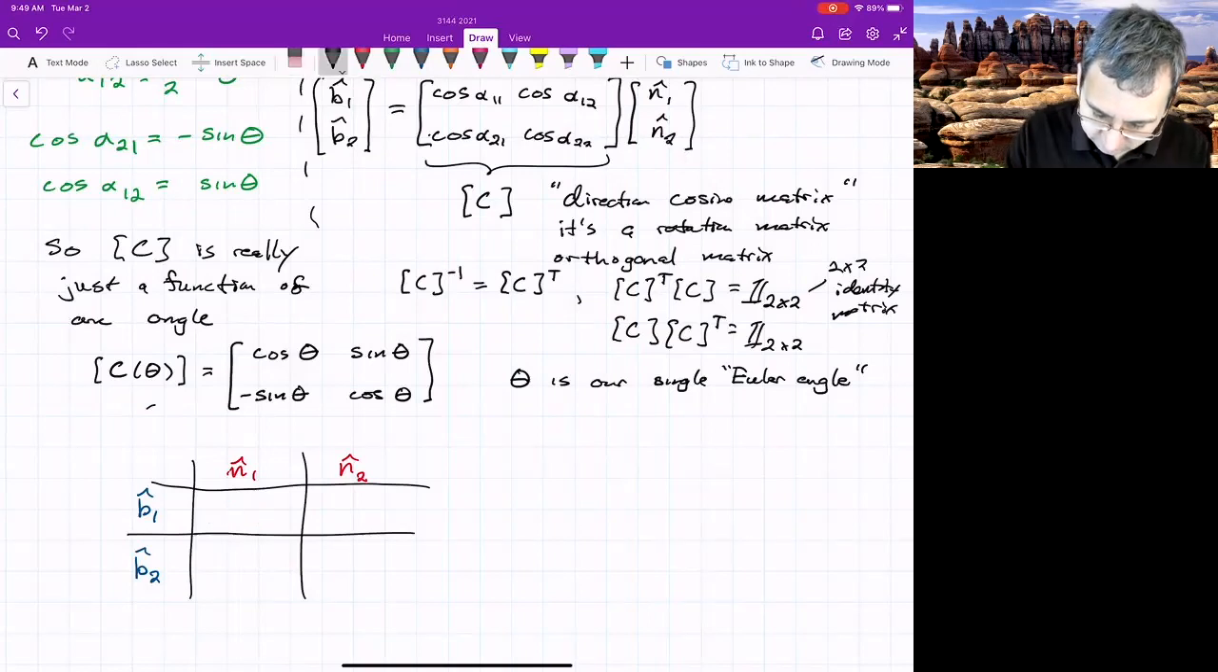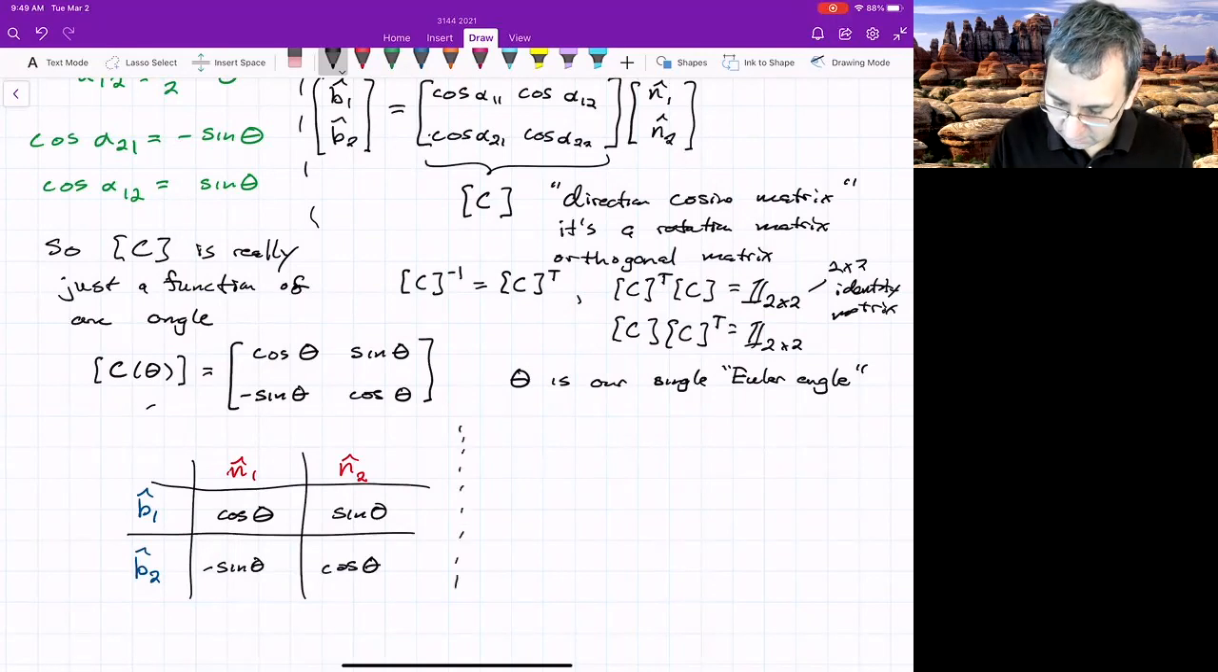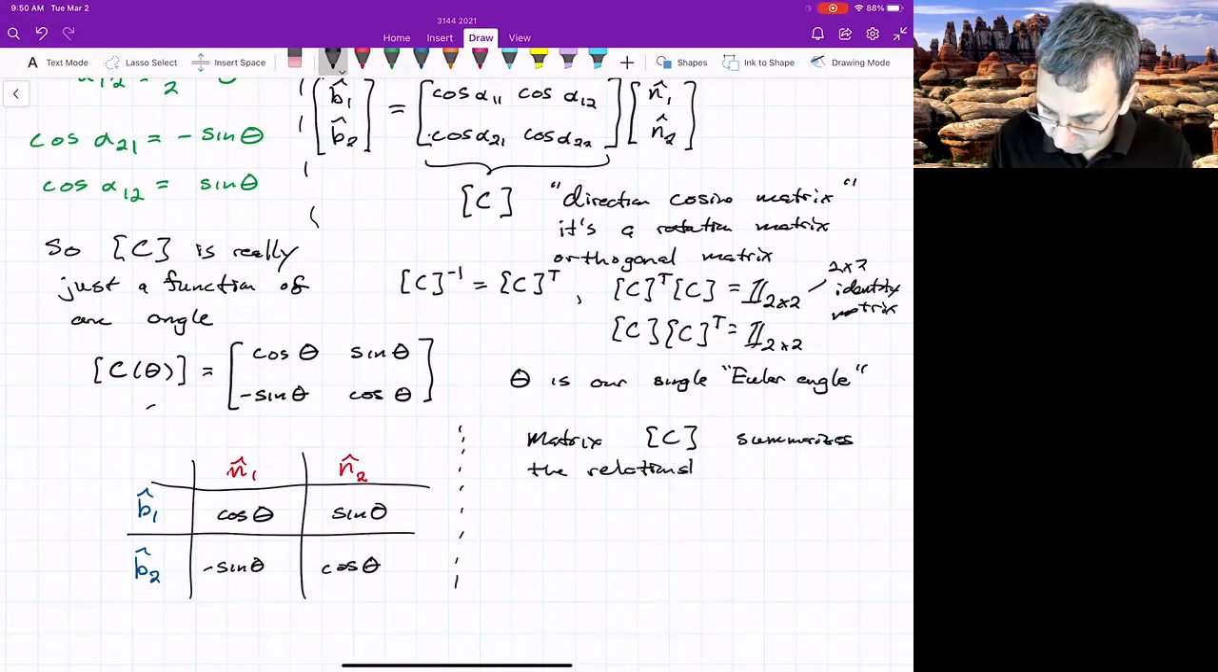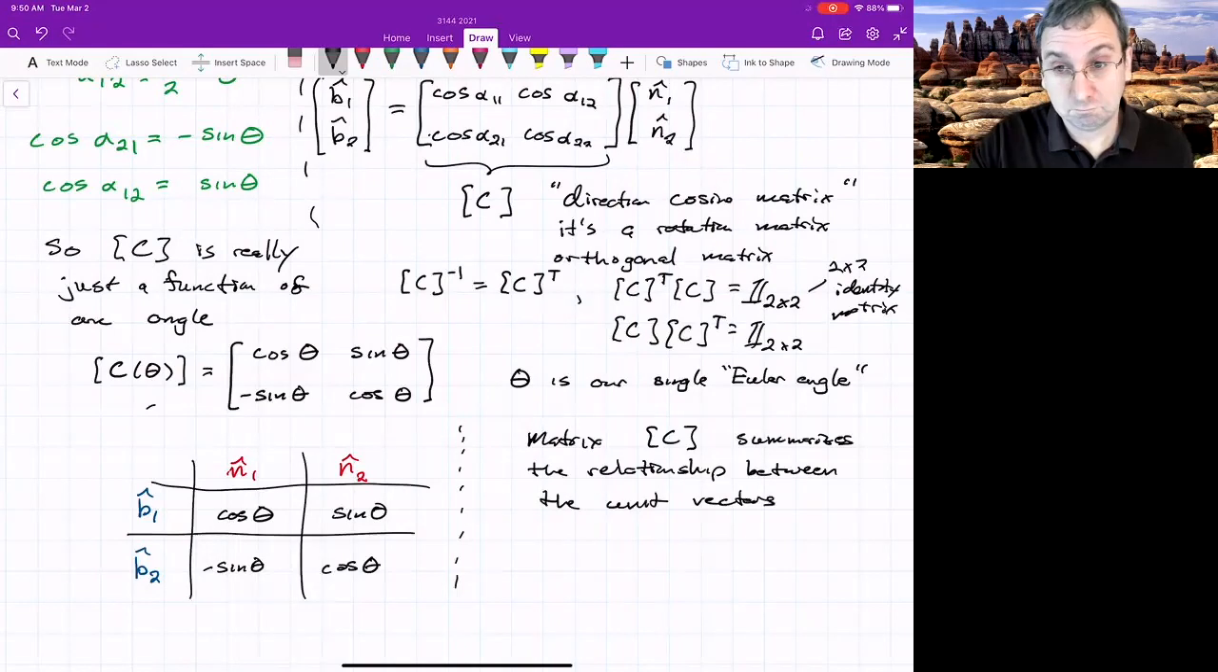So in this, we get cosine theta, sine theta, negative sine theta, cosine theta. So the matrix C summarizes the relationship between the unit vectors. It's a rotation matrix. It relates the B directions in terms of the N directions. It's all summarized by that matrix.